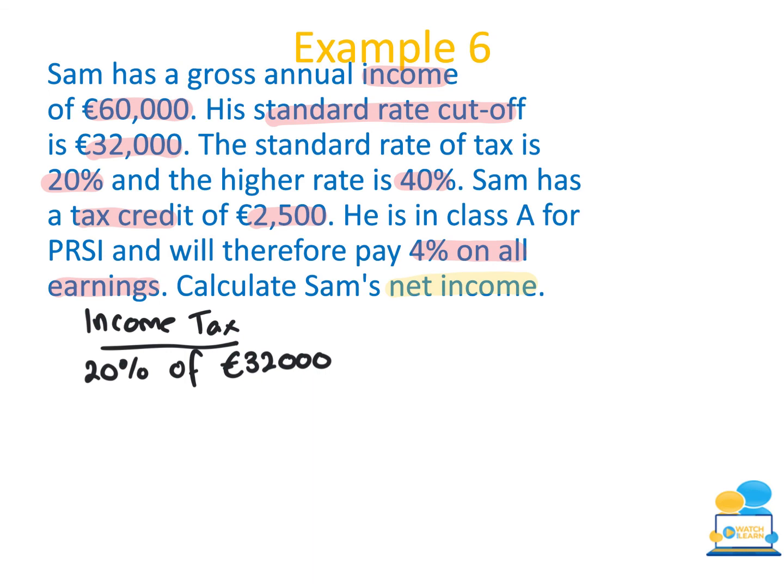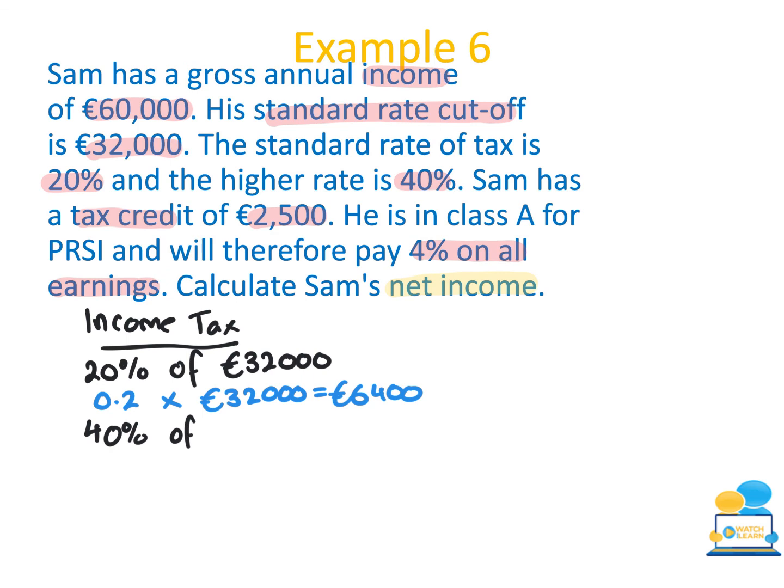So to figure out what 20% of 32,000 is, we're going to change 20% into a decimal and multiply it by 32,000. That gives me an answer of 6,400 euros. The next piece of tax that he has to pay is the higher rate, which is 40%.